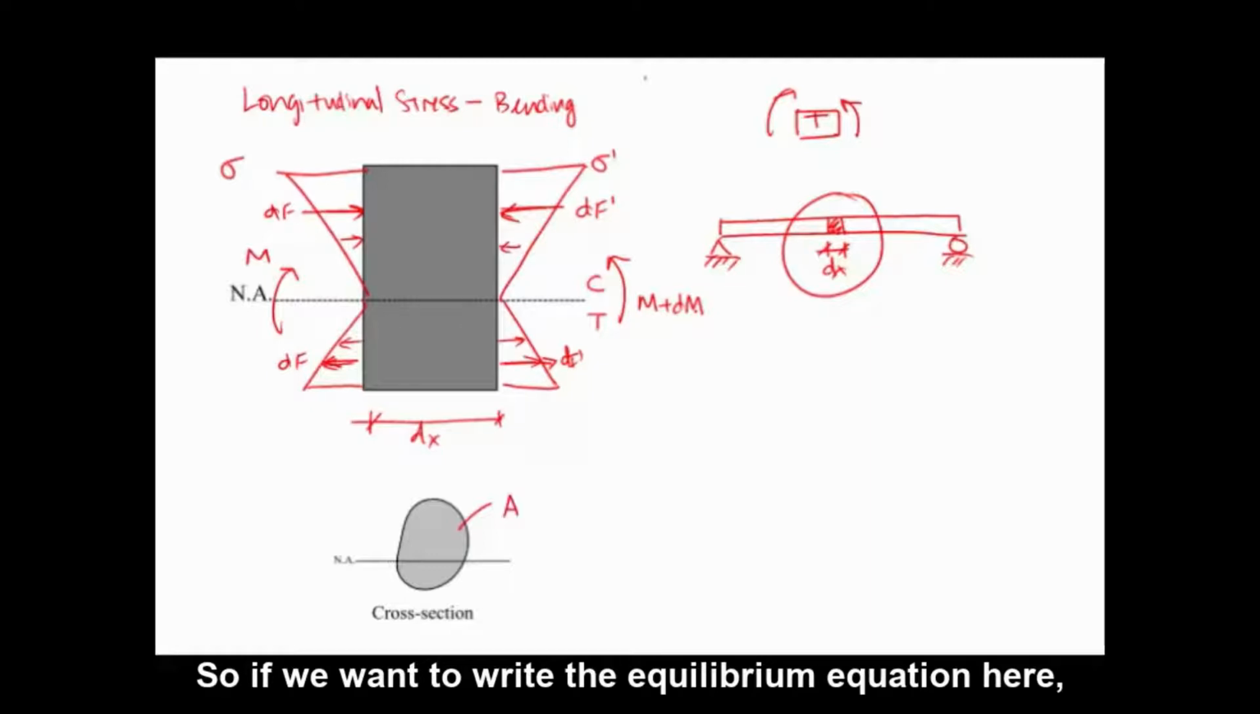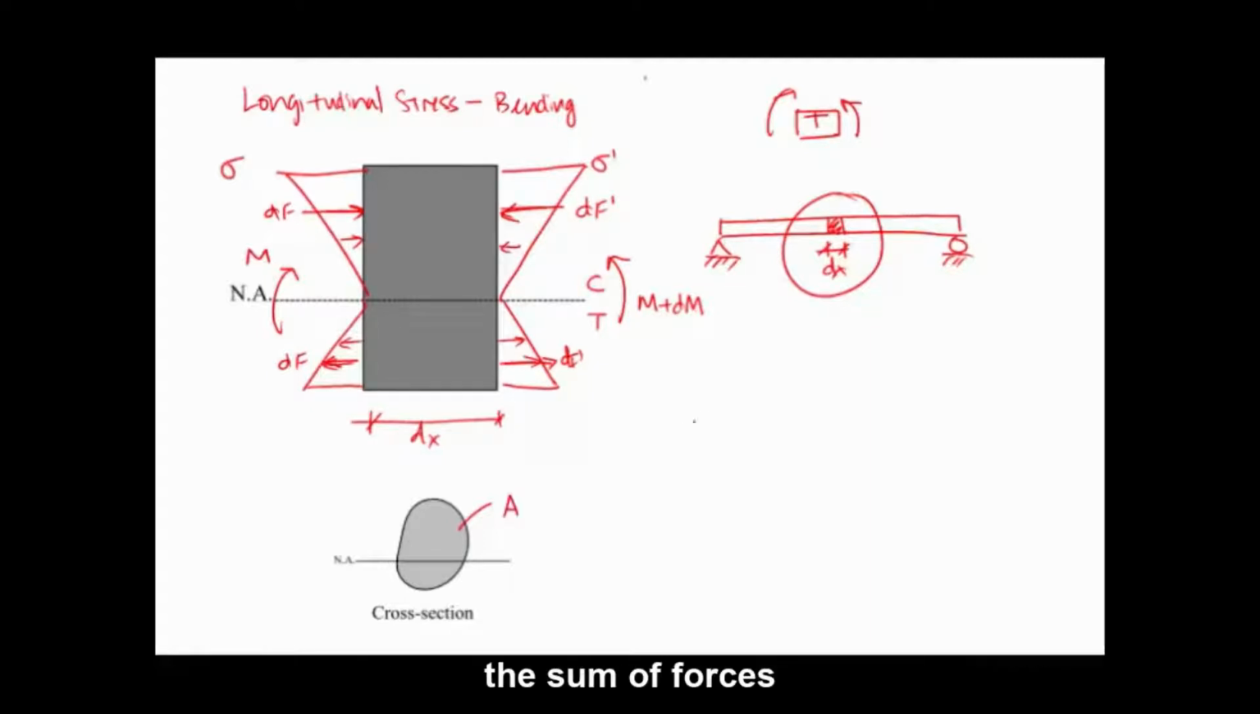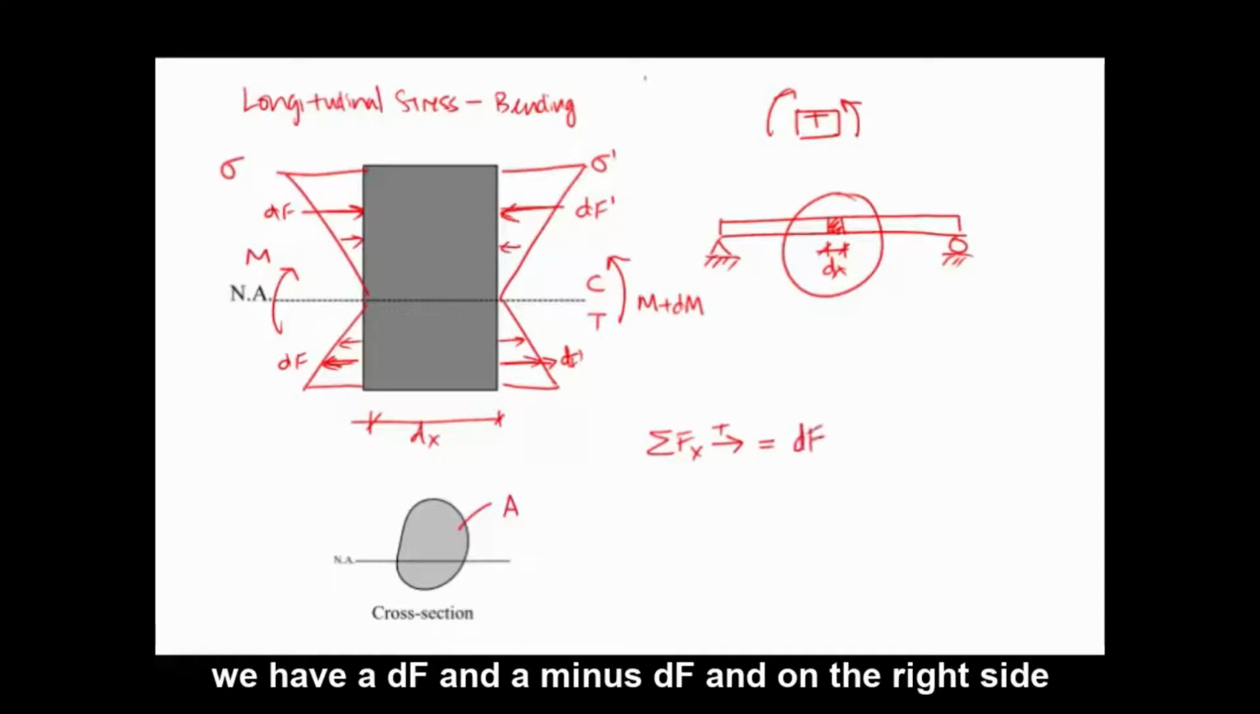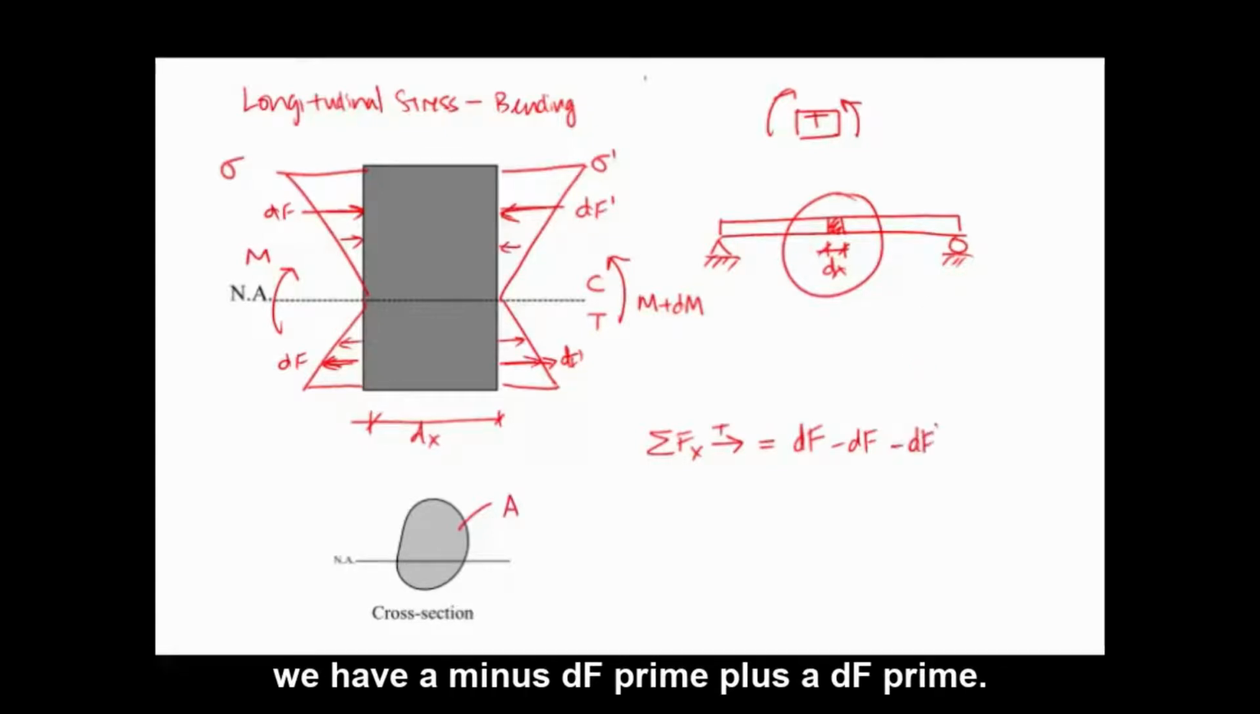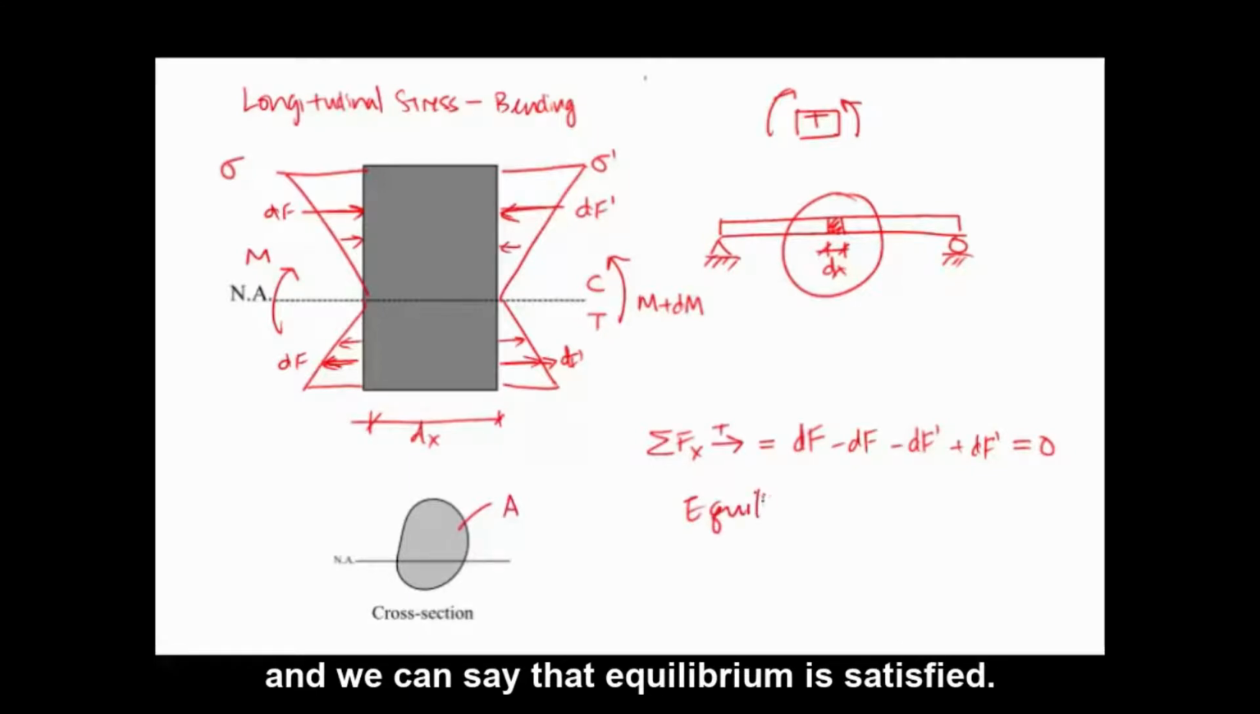So if we want to write the equilibrium equation here, the sum of forces in the x direction, the horizontal direction, with positive being to the right, on the left side we have a dF and a minus dF. And on the right side we have a minus dF prime plus a dF prime. And so clearly this equals 0, and we can say that equilibrium is satisfied.